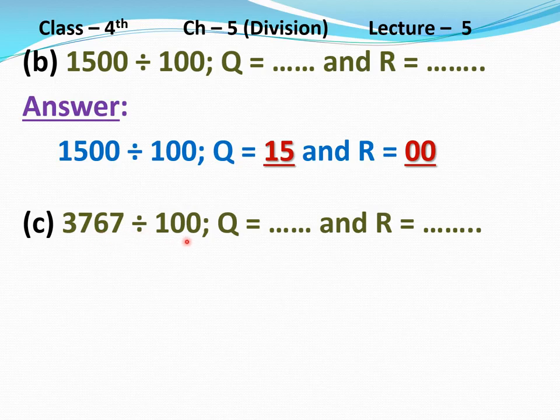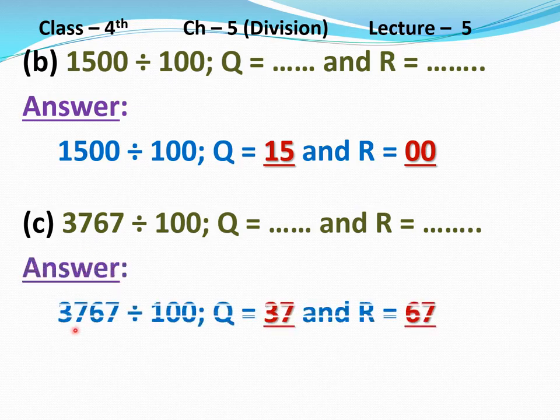3767 divided by 100. Quotient equal to dash and remainder equal to dash. See, the divisor is 100. Then the number formed by the last two digits of the dividend, that is 6 and 7, is 67. That will be the remainder. And the number formed by the remaining digits, that is 3 and 7, is 37. That will be the quotient.